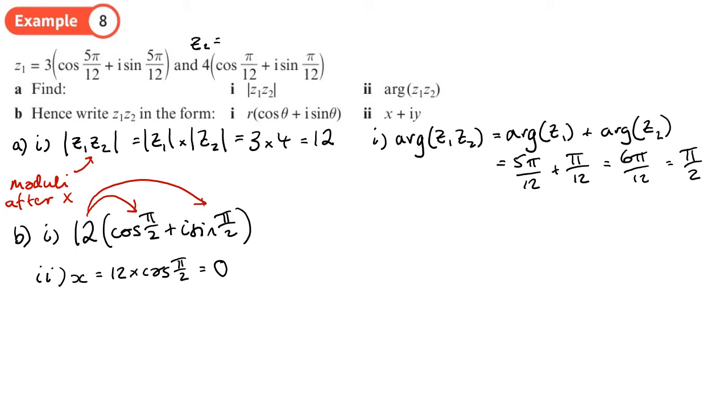Since they've used x, then y is going to be 12 times sine of pi over 2. So 12 times sine pi over 2. That's going to be 12. So basically the complex number is just 0 plus 12i, or just 12i. So expanding the brackets, working out what the actual answer is for that calculation, tells you what it is in a plus bi form.